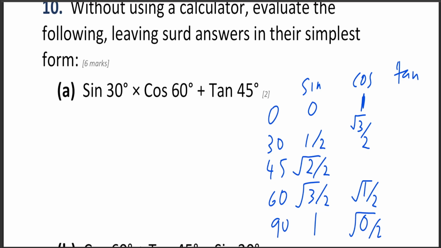Hii ni root 2/2. Kwa maana sasa cos na sin ya 45 is just the same, na hii ni root 1/2, and sijaukaona ni root nzima, so root 1/2 and square root of 0 divide by 2. Ukichukua cos 90 itakupa 0, so 0 divided by 2 bado ni 0.